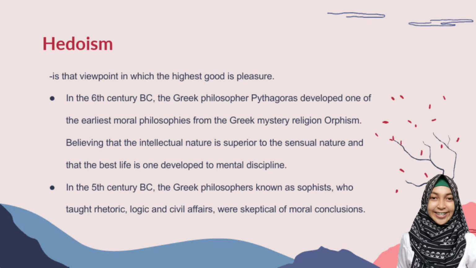In the 6th century before Christ, the Greek philosopher Pythagoras developed one of the earliest moral philosophies from the Greek mystery religion, Orphism. For an additional note, Orphism was a mystery cult or a fringe religion of Greek society which promised its followers a better afterlife in the ancient world, believing that the intellectual nature is superior to the sensual nature and that the best life is one devoted to mental discipline, according to Pythagoras.